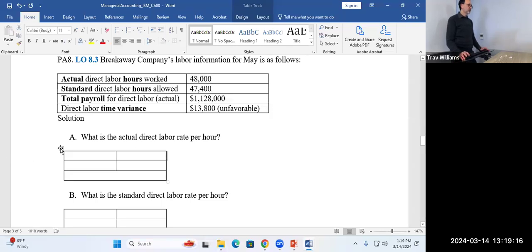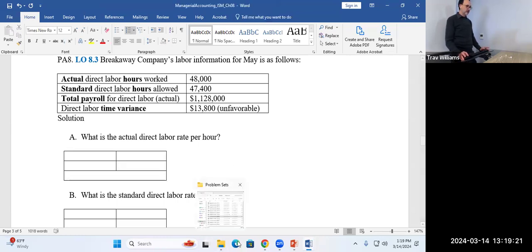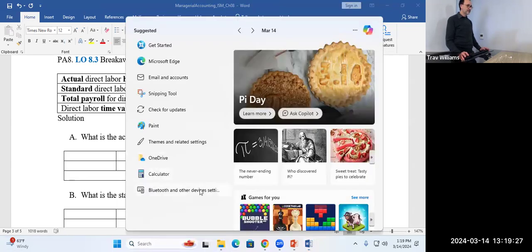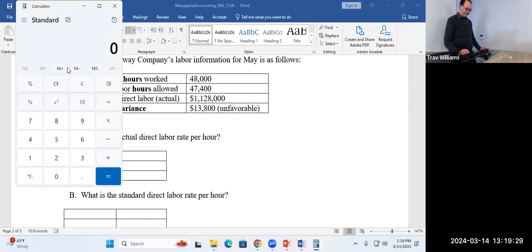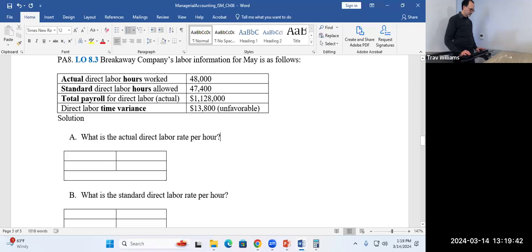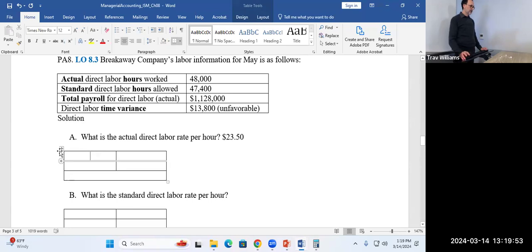So I should probably get rid of that box in the future, but let's just go ahead and do that calculation. I'll use a calculator for that. I take the total payroll divided by the actual hours worked. I get a rate of $23.50 per hour. So let's go with that. Get rid of that table.